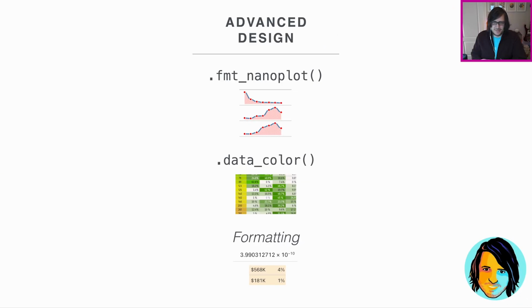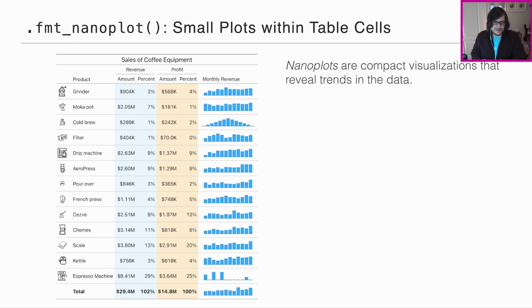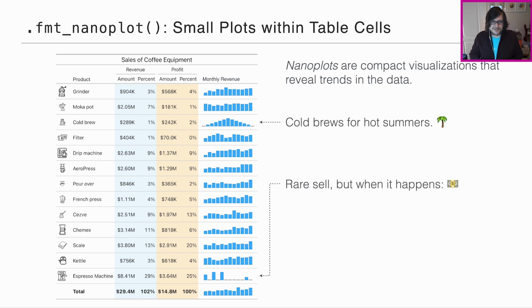Sweet. Thanks, Michael. So I want to talk to you about one method we have in our package, and it's really quite nice. Format nanoplot. I like to call them small plots within table cells that give you really compact visualizations that can reveal trends in the data, and they're quite fun to use as well. Like for instance, you might notice right away that the cold brew row is, well, it's a little bit strange. I mean, you can just sort of see the pattern right there. It increases in summer to a maximum, and other parts of the year aren't so great.